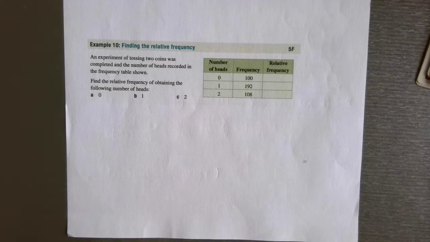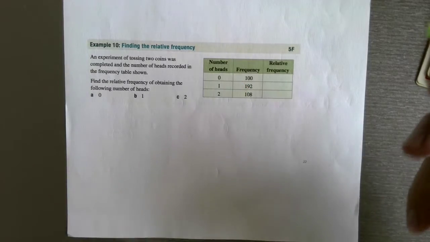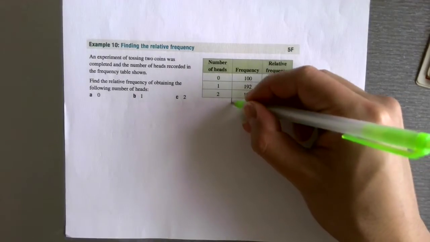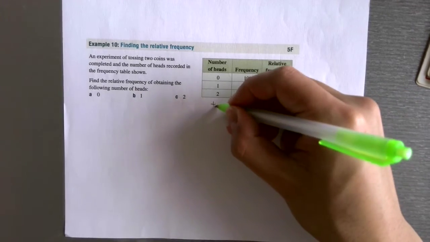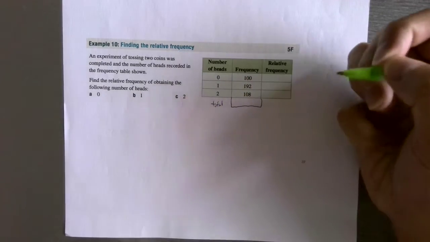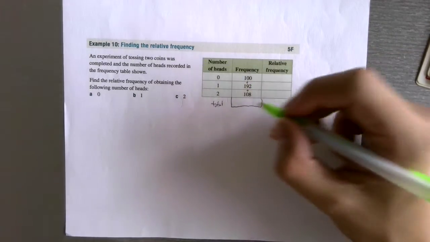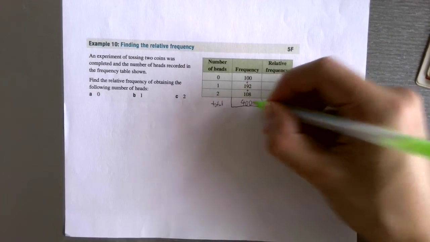Someone has tossed two coins. They've gotten 0 heads 100 times, 1 head 192 times, and 2 heads 108 times. But the most important thing is actually working out how many times this experiment happened. How we do that is we just add all these numbers together. 100 plus 192 plus 108 gives us 400.